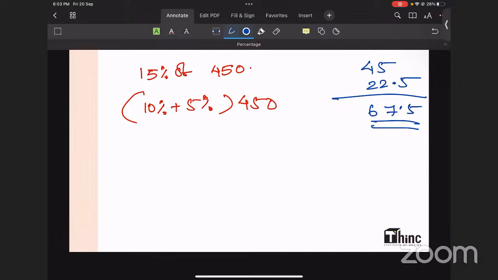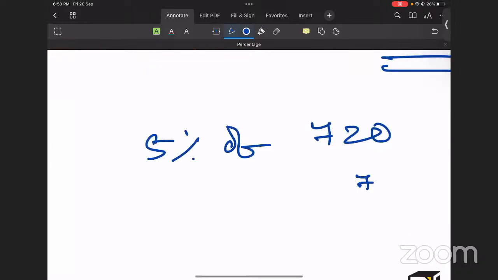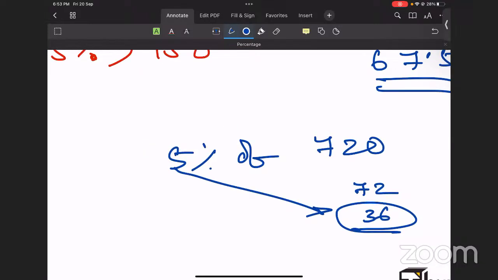So if you ask 5% of a particular number, like 5% of 720, never go for multiplying 5 by 100 into 720. Just go for 10%, 72. Next step, half of that, 36. 5% of that particular number is ready.